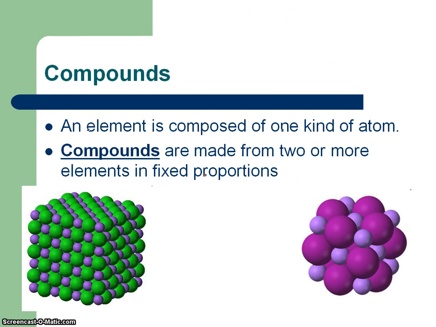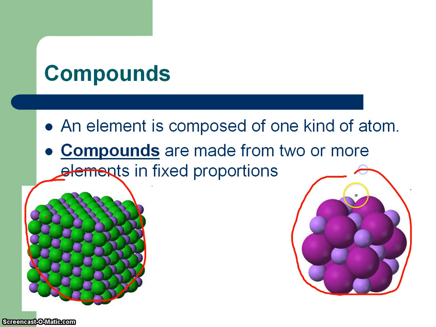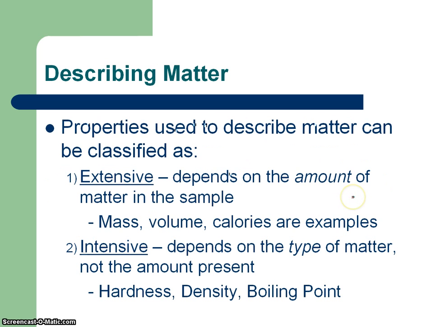Now, compounds are made from 2 or more elements in fixed proportion. Over here, you have NaCl, salt. You have one element of sodium and one element of chlorine. It's fixed proportions, 1 to 1. Over here you have another compound. Again, fixed proportions is the key.